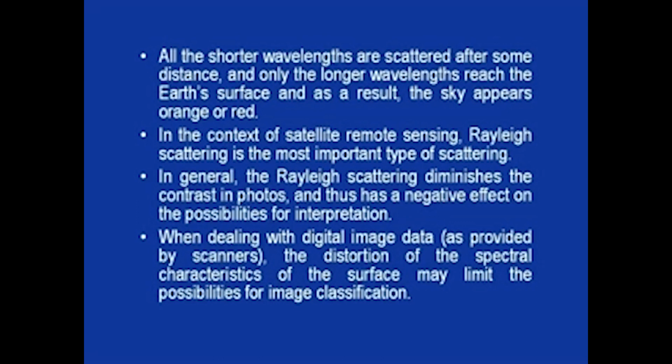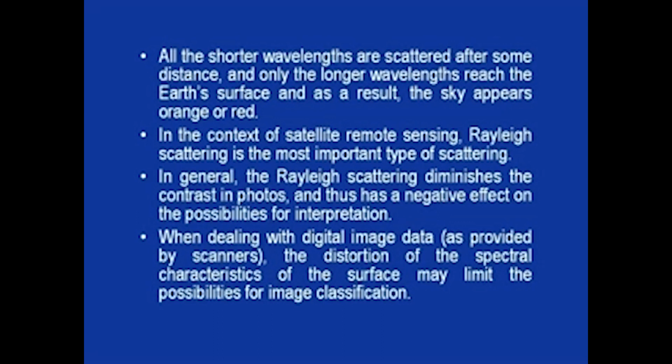In the context of satellite remote sensing, Rayleigh scattering is the most important type of scattering. In general, the Rayleigh scattering diminishes the contrast in photos and thus has a negative effect on the possibilities for interpretation.